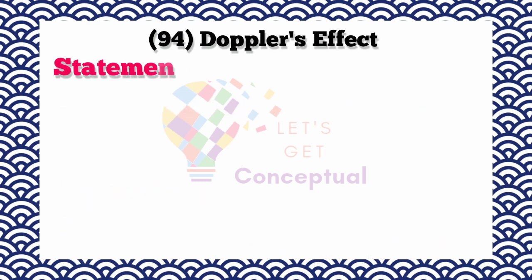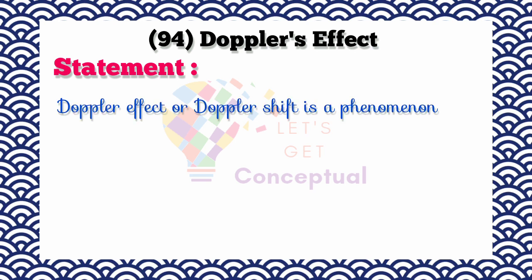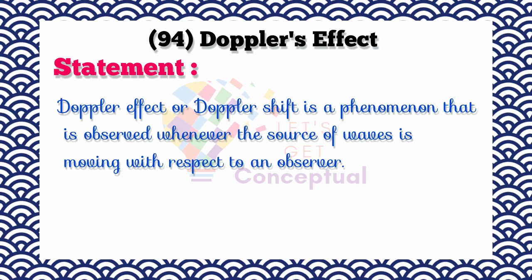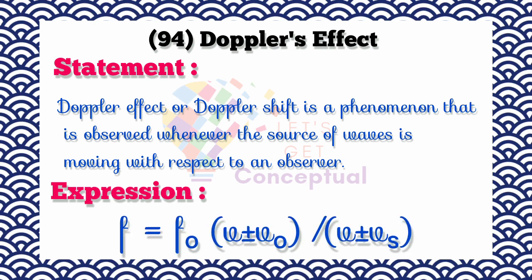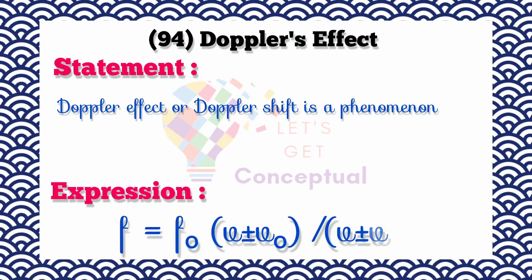Number 94. Doppler's effect. Statement: Doppler's effect or Doppler shift is a phenomenon that is observed whenever the source of waves is moving with respect to an observer. Expression: F is equal to F naught V plus minus V naught divided by V plus minus Vs.